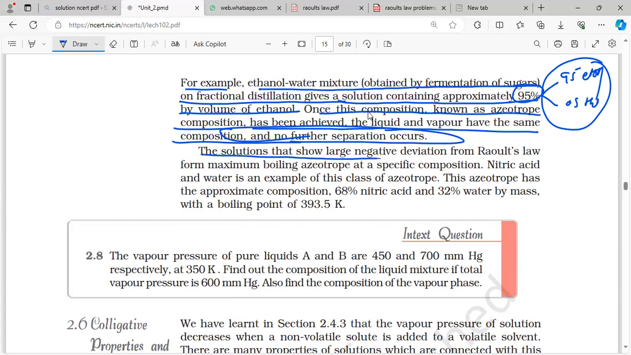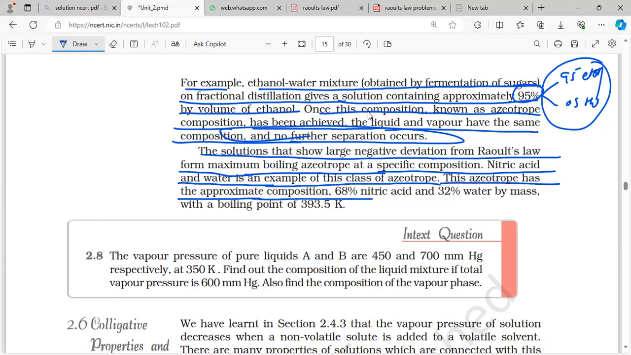Second, the solution that shows large negative deviation from Raoult's law forms a maximum boiling azeotrope at a specific composition. Nitric acid and water is an example of this class of azeotrope. This azeotrope has approximately 68% nitric acid and 32% water by mass. So negative deviation forms the maximum boiling azeotrope. Is it okay to you?